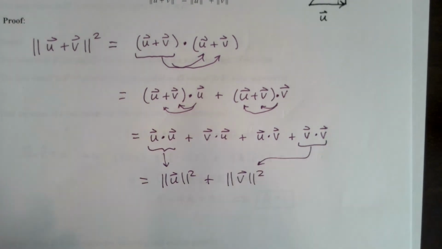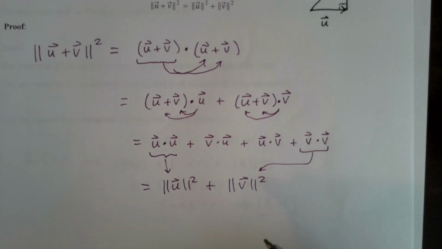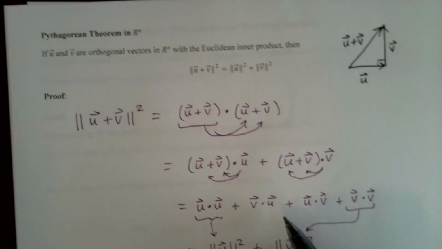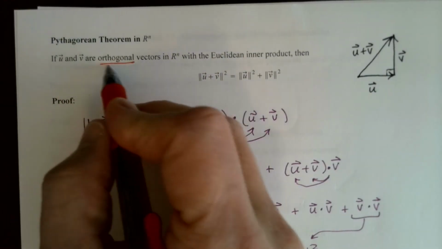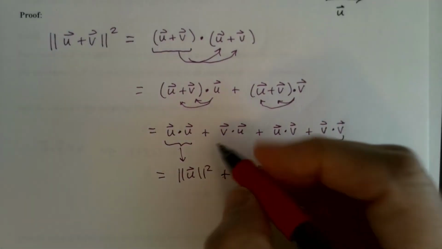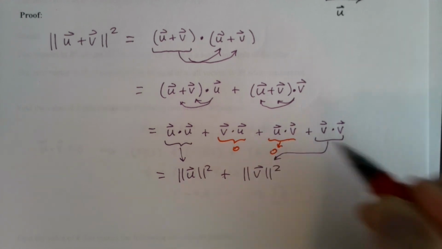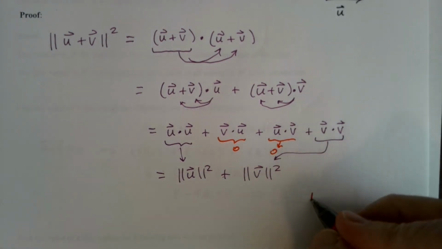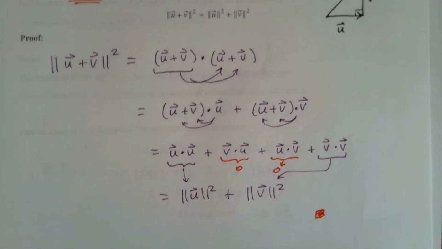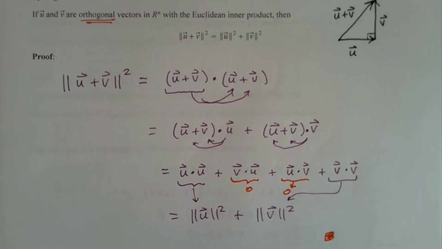Now you might say, what about these two? What happened to those two? Well, what do we know about the dot product of u and v? Well, remember, we're assuming what? U and v are orthogonal, right? And if that's the case, both of these dot products are 0. And so we have indeed proved this theorem for the Pythagorean theorem in n space.